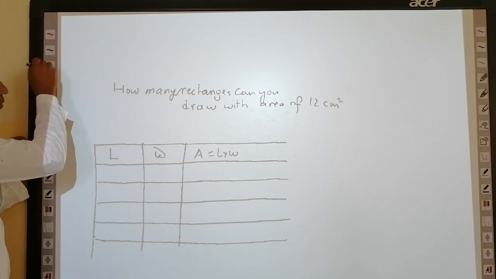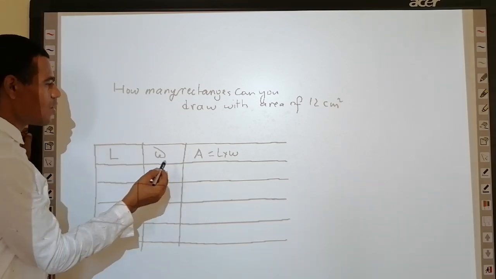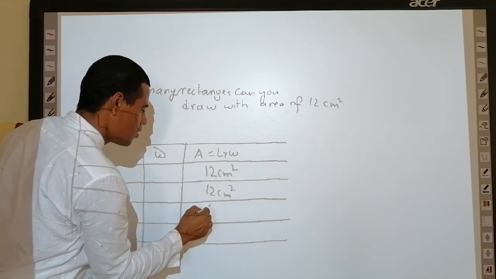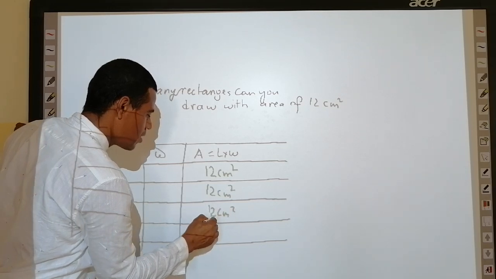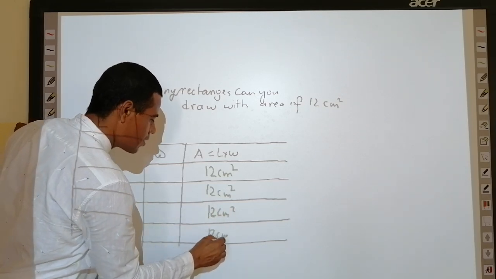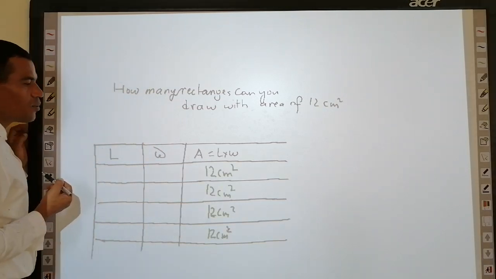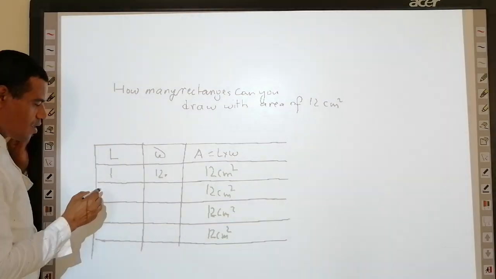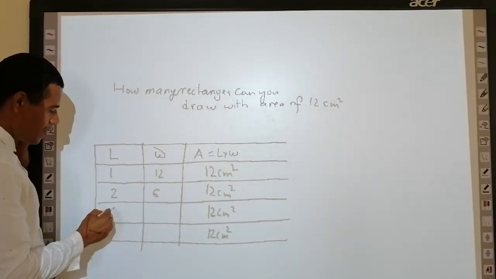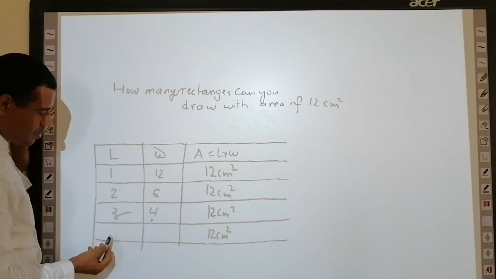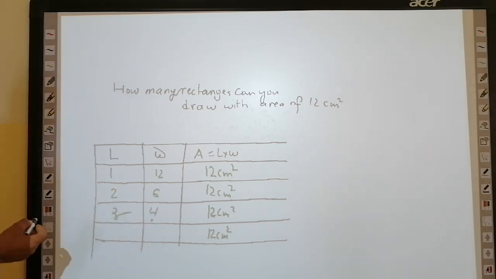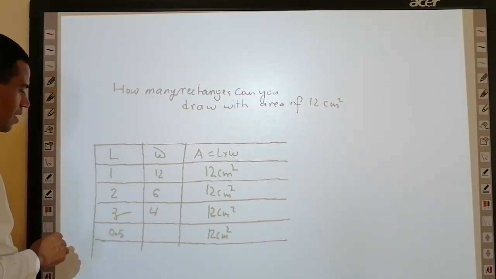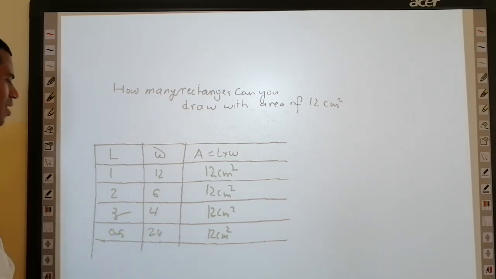Look, for example, the area is always 12 centimeters squared. So, the first one, 1 centimeter multiplied by 12 gives 12. Then 2 multiplied by 6. Then 3 multiplied by 4. Then, for example, 0.5 and 24. And there are so many.